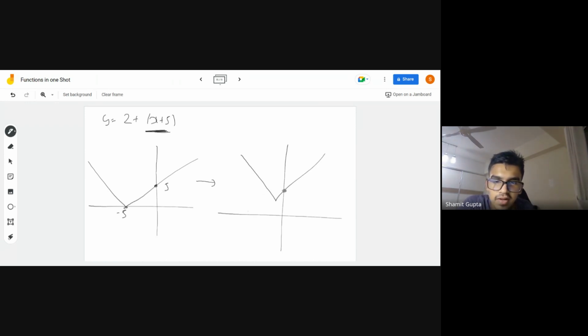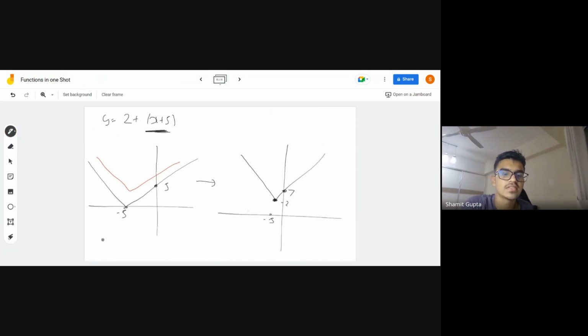Okay, it's a bad graph, but I hope you guys can understand. This won't be 5 anymore. This will be 7. 5 plus 2. And what's this point going to be? Well, the x value will still be -5, but the y value will be 2. -5, 2. Because this point just shifted 2 units up to become something like this. So just shift 2 units up. Okay, they remain parallel, everything. That's how you can draw for this.